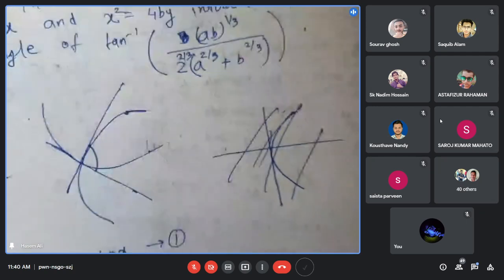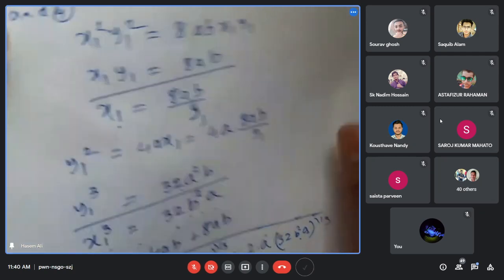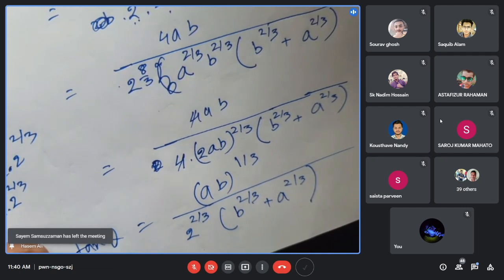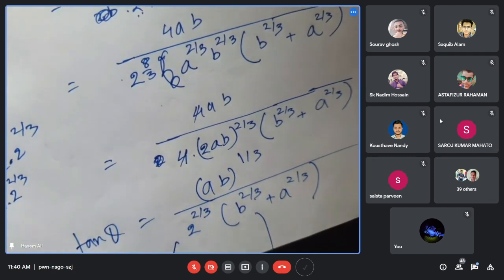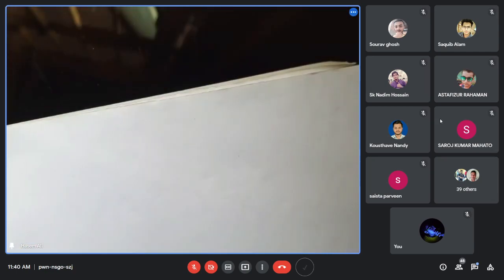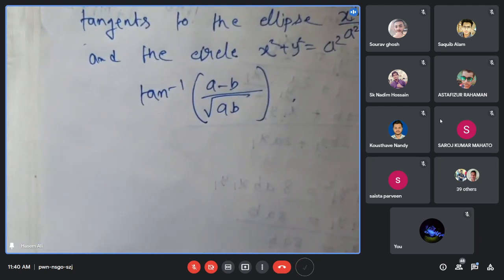So theta equals tan inverse of this, tan inverse of ab whole to the power 1 by 3 by 2 to the power 2 by 3 into b to the power 2 by 3 plus a to the power 2 by 3. And for this problem, this is tan inverse a minus b by root over ab.